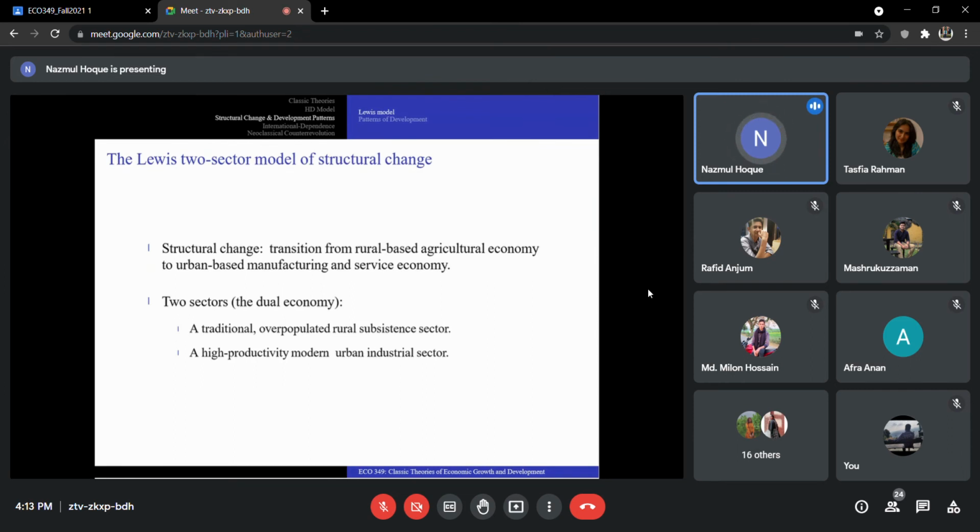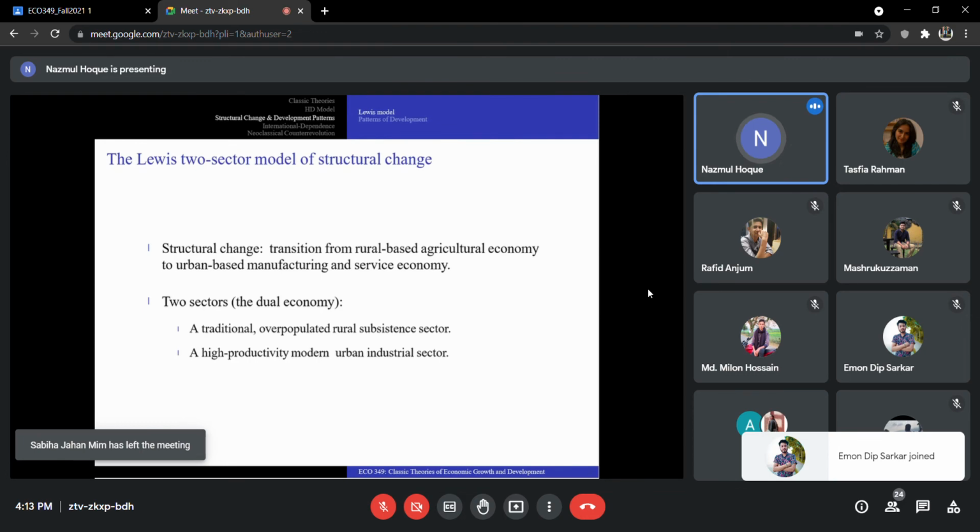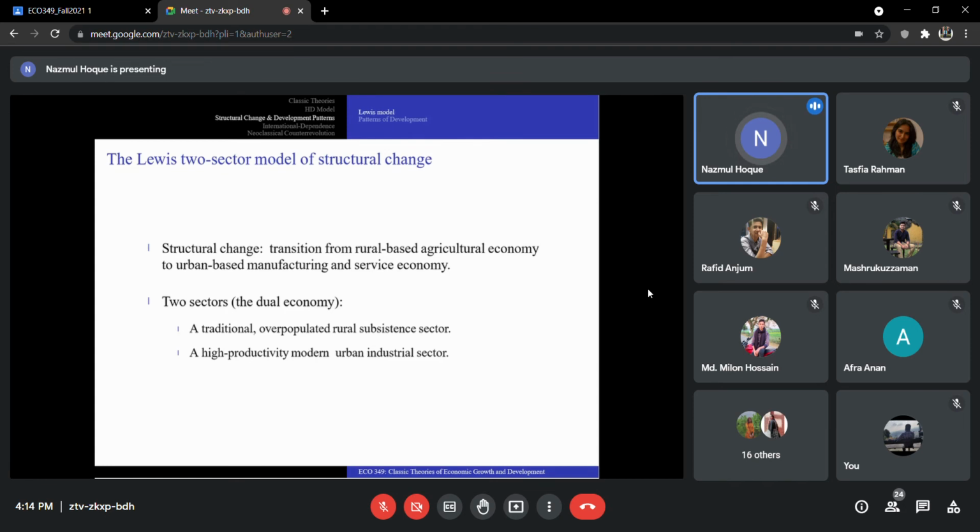Now Lewis's two-sector model. If you remember, I was talking about the structure, another strand of classic theories of economic growth, the theory of structural change and development patterns. Structural change theory basically indicates that underdevelopment is due to underutilization of resources arising from structural and institutional factors that originate from both domestic and international dualism.